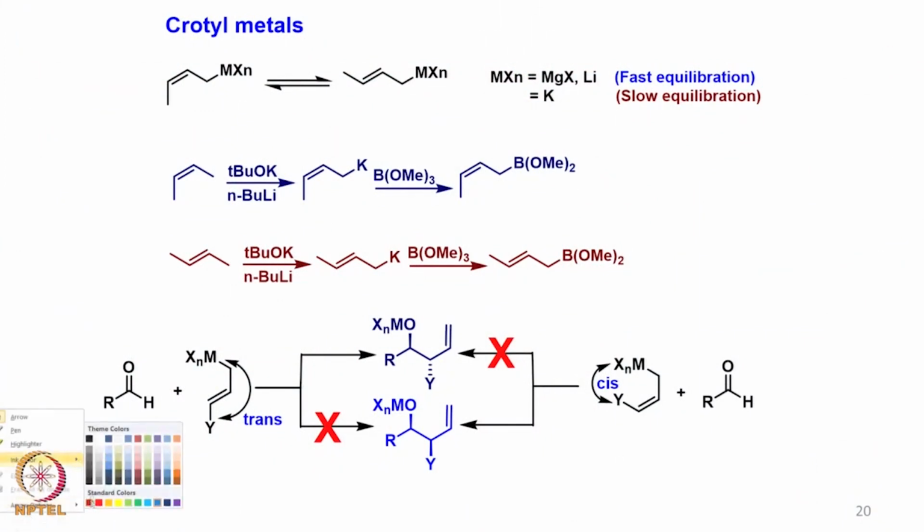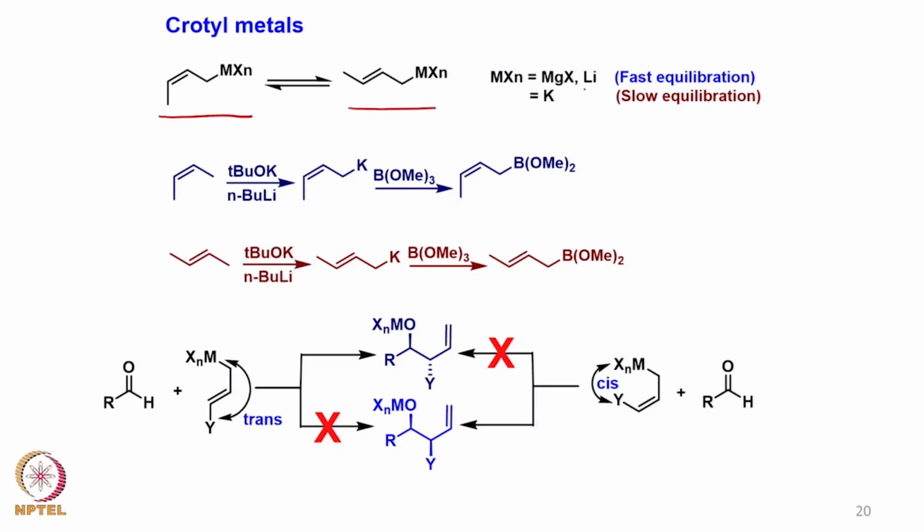Now, if you look at the crotyl metals, then a crotyl metal somewhat like this can be written as in equilibrium with this, and it is found that if MXN, that is the metal, is either MgX or lithium, then there is a fast equilibration. On the other hand, when this is a potassium here, it is supposed to be going via a slow equilibration. So basically what is happening is that MgX or lithium could easily coordinate with the double bond and undergo rearrangement. So that means if we start with a cis double bond here, it can be in equilibrium with the trans double bond.